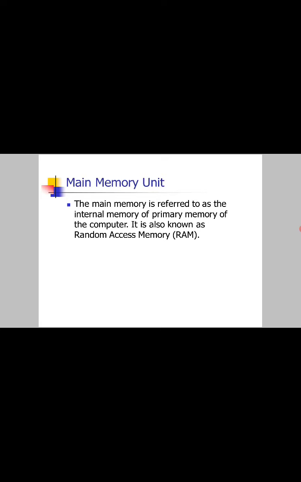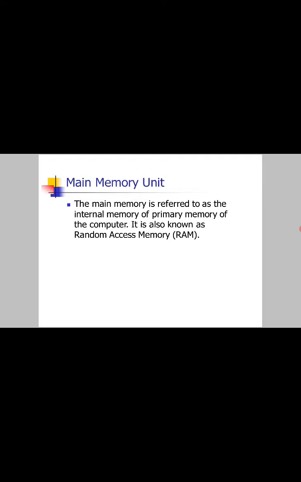Memory unit. Another important component of a computer is the memory unit. In the memory, all the data, information, programs, applications and software are stored. Memories are of different types: some are permanent, some are temporary, and some are very fast. The main memory is referred to as the internal memory, and there are many types of memories available. We will discuss them in later classes.